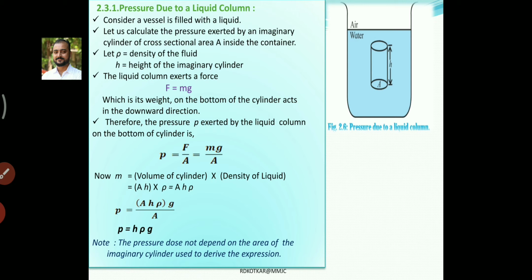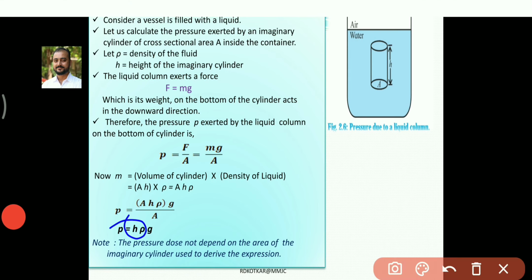What is the meaning of this? In this case, the pressure due to the liquid column does not depend upon the area, while it depends upon the height h. There is no area in the expression, so it does not depend upon area, but it depends upon the height of the liquid column. The greater the height, the larger the pressure.